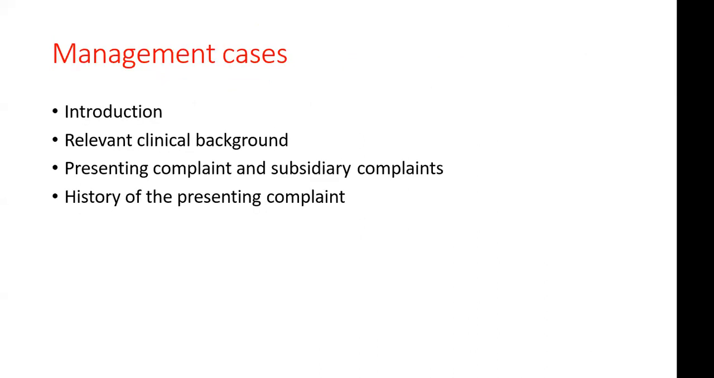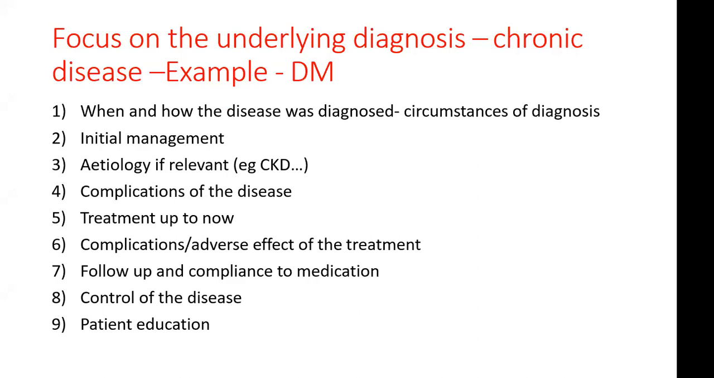So you give the introduction, relevant clinical background, presenting complaint is redness of the legs, swelling and pain, fever, for example, and then you give a description of that, analyze the symptom a little bit. Then, once you have done that, then you go back and talk about the diabetes. So there are 9 points. First point is, when and how the disease was diagnosed first.